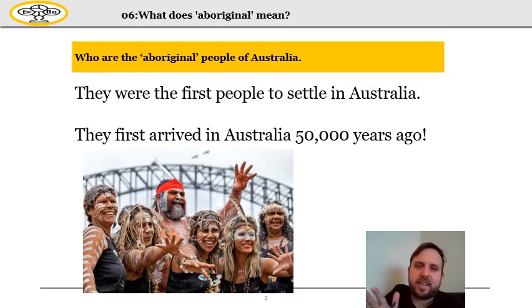Okay, so we're looking at who were the Aboriginal people and what does Aboriginal mean? Now, the Aboriginal people were the first people to settle in Australia, and they arrived 50,000 years ago. So they've lived in Australia for a very, very long time, okay? And they've got their own language, their own culture, music, art, all the things that you associate with culture the Aboriginal have had, and they've had it whilst living in Australia for such a long time.